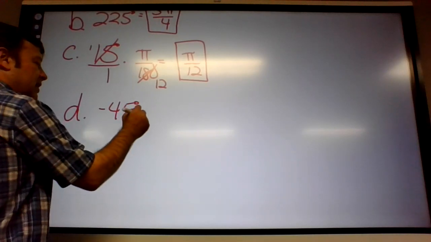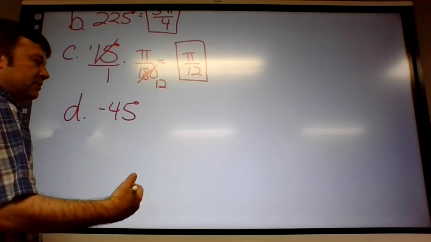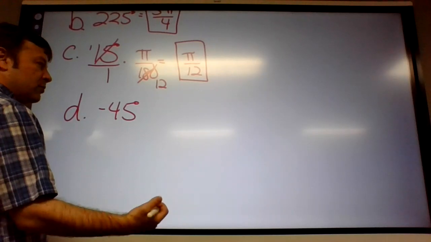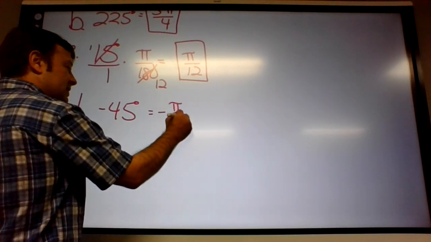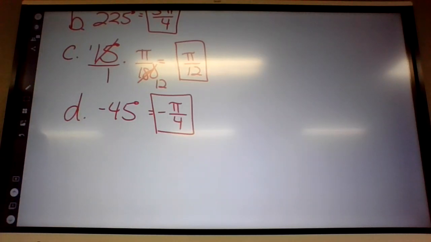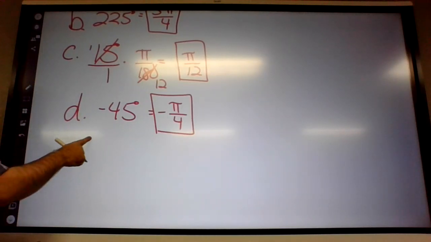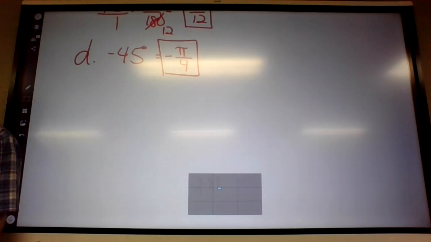So D, negative 45. Positive 45 degrees is 1/4 of pi, 1/4 of 180. So this would be negative 1/4, so it's negative pi over 4. If the degrees are negative, the radians should be negative. Same thing.